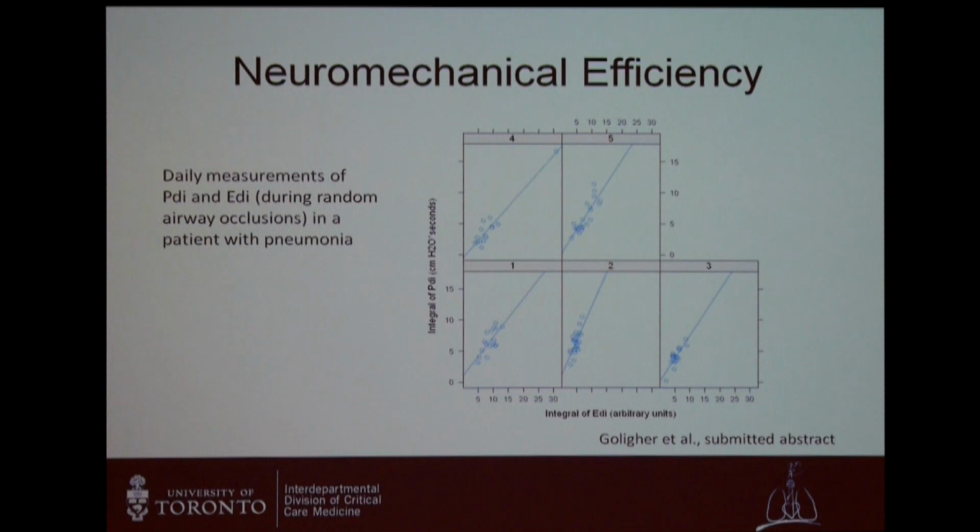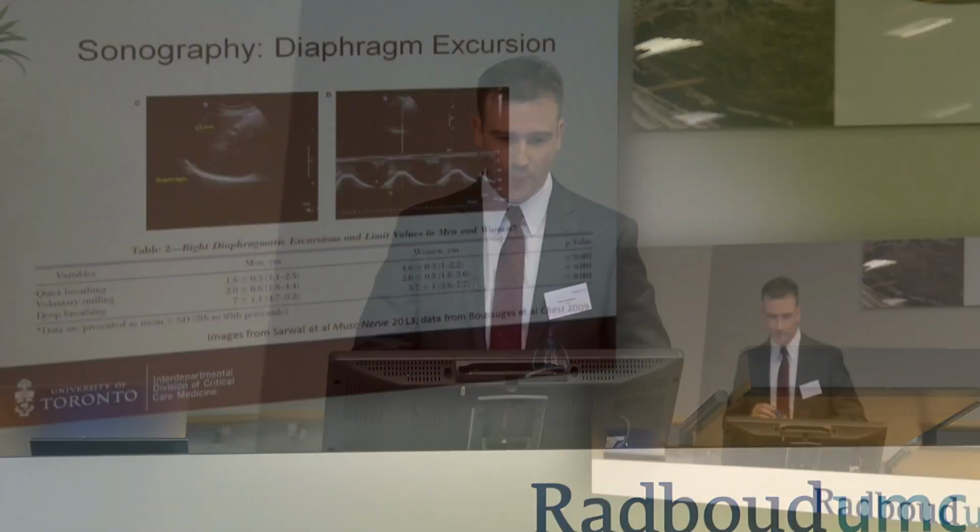We collected some data from an ongoing study in our center, where we apply random airway occlusions to measure neuromechanical efficiency. And in our data set, the integral of EDI is actually strongly correlated linearly with the integral of PDI. So when measuring neuromechanical efficiency, you really have to take into account the force-velocity relationship of the muscle.